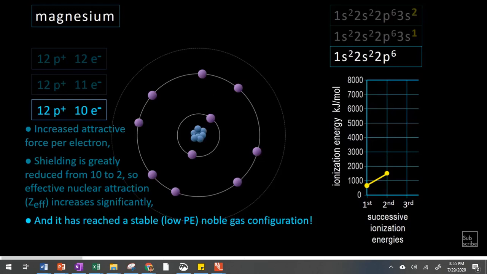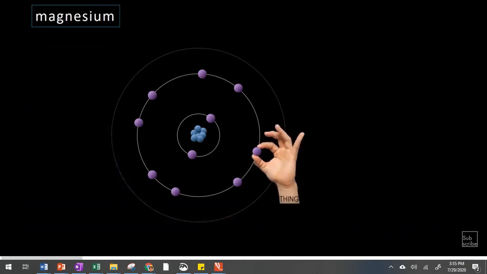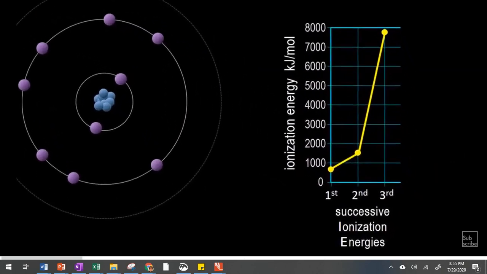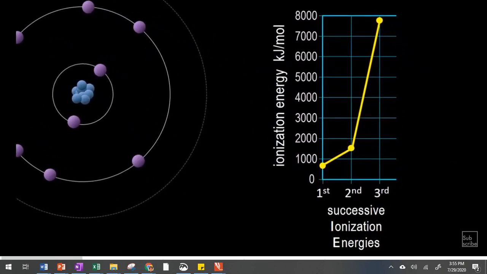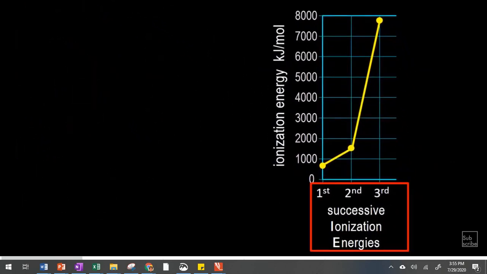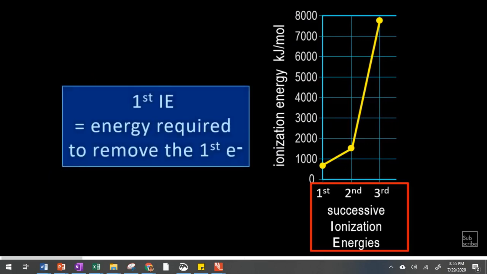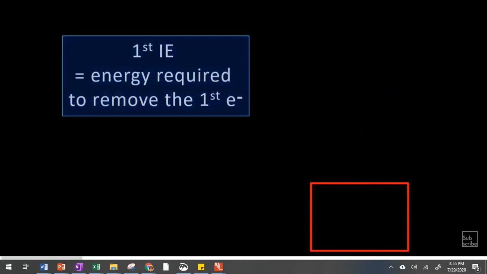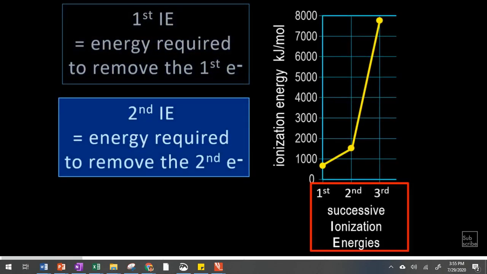What will all of that do to the amount of energy required to remove the third electron? Got it. Yes, that's right. It takes a lot more energy. These are called successive ionization energies. The first ionization energy, or first IE, is the energy required to remove the first electron. The second IE is the energy required to remove the second electron, and so on.